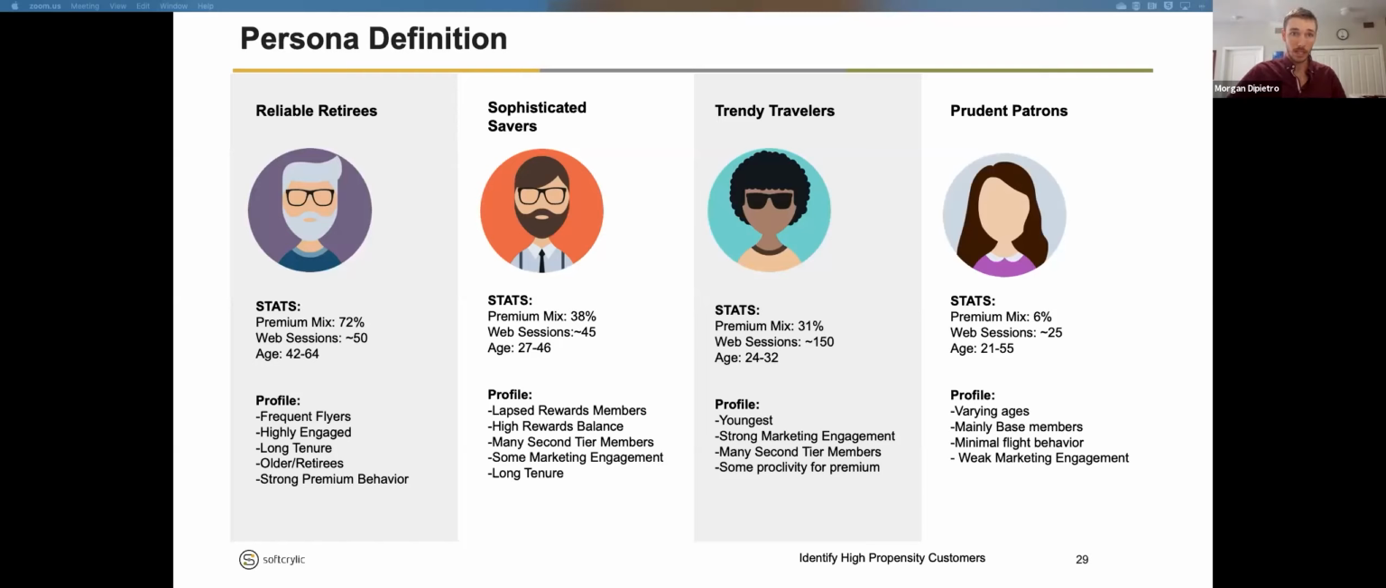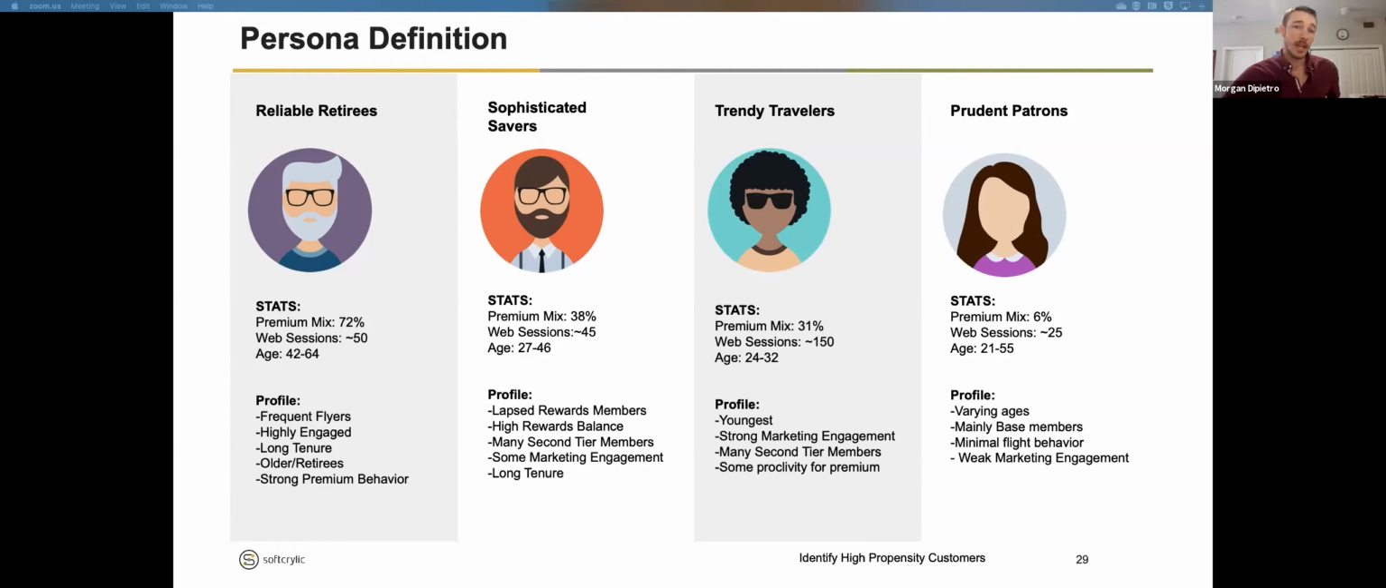Once we take all the customers, we'll average a lot of very important statistics like this so that we and your strategy team can get a good feel of what this cluster looks like. Then from these statistics, we will make a persona. We'll define a profile on them. So these people were frequent flyers. They're pretty highly engaged in marketing. They've probably been members with the organization for a long time, mainly older retirees, and they already have a really strong premium behavior.